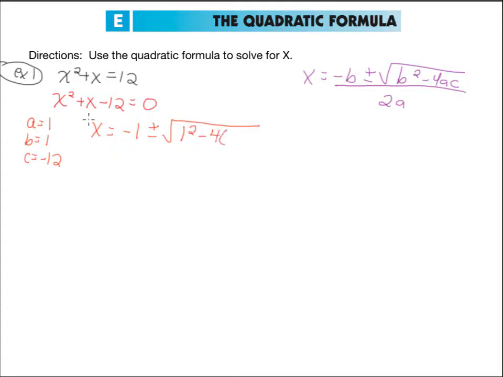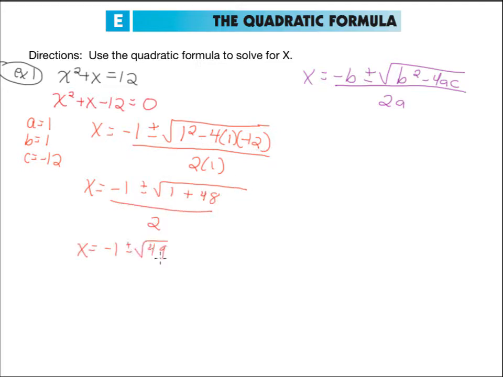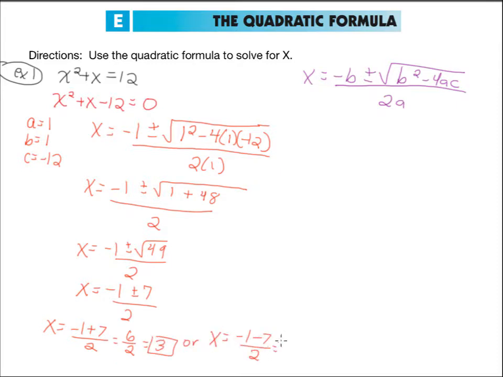Substituting those values in place of a, b, and c into our formula, we end up with x equal to negative 1 plus or minus 7 divided by 2. So we're going to split that up. Negative 1 plus 7 is 6, divided by 2 is 3. And negative 1 minus 7 divided by 2 is equal to negative 4. So our solutions are x is equal to 3 or x is equal to negative 4.